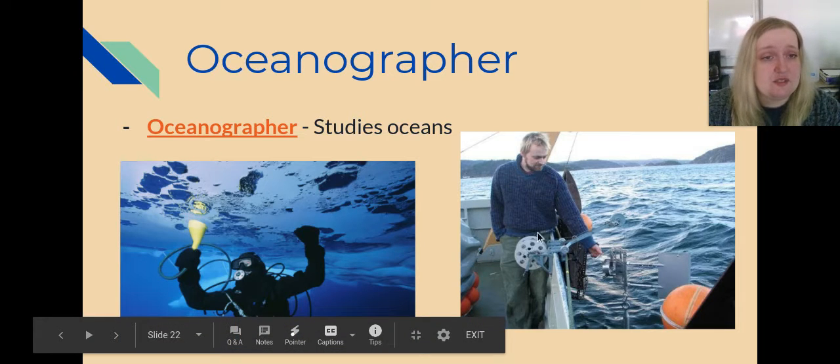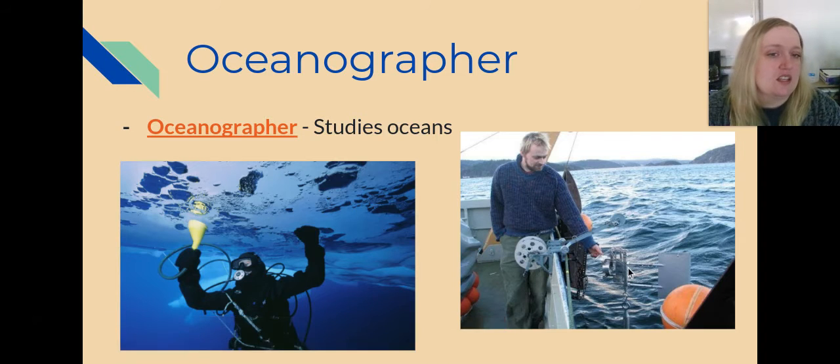This one is actually a physical oceanographer. This is a picture you'll see. He's actually looking at the waves that are being created in that water source.